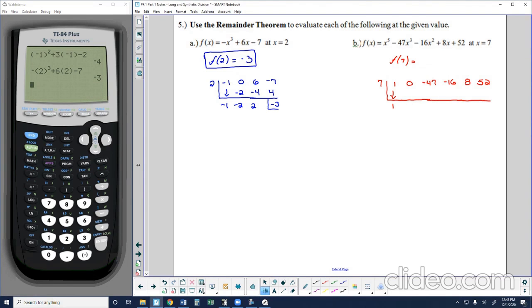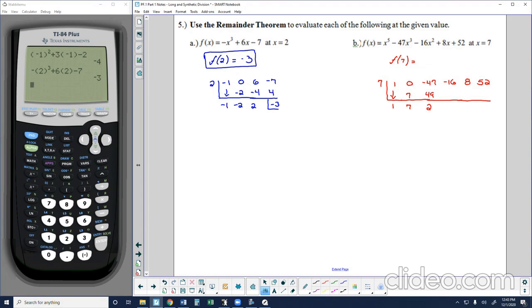So still, my divisor is 7. Still, I'm going to add down the column and bring down my 1. Now I'm going to take 7 times 1. That's 7, which goes into the next column. Now I'm going to add down that second column. 0 plus 7 would be 7. I'm going to take that result, 7 times my divisor 7, which is 49. That goes in the next column. Add down those, the -47 plus 49. The result is 2.